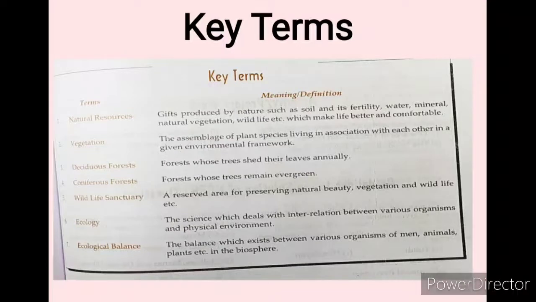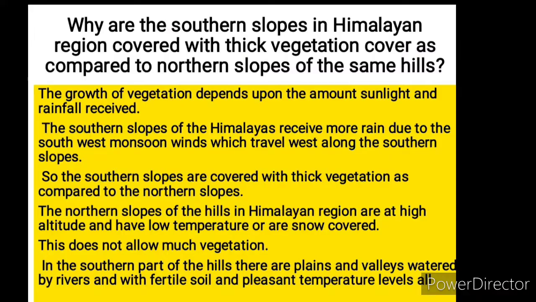Ecology: the science which deals with the interrelation between various organisms and the physical environment. Ecological balance: the balance which exists between various organisms such as humans, animals, plants, etc., in the biosphere. Dear students, in your book's Find Out part, two questions are there.